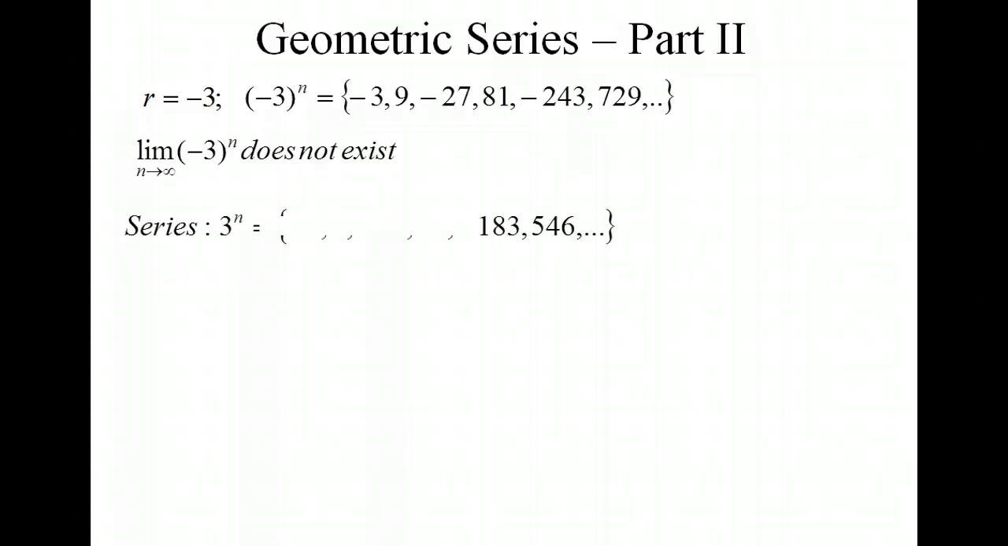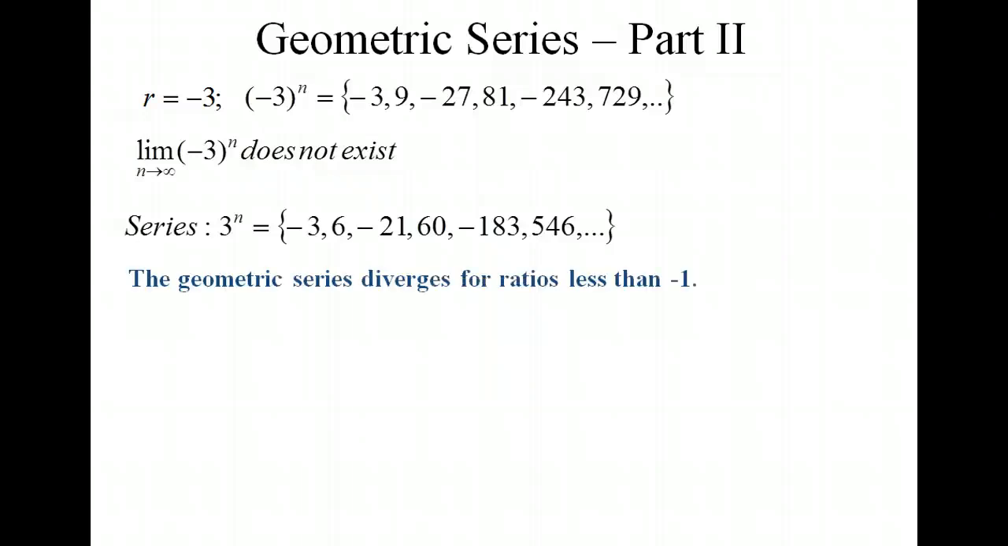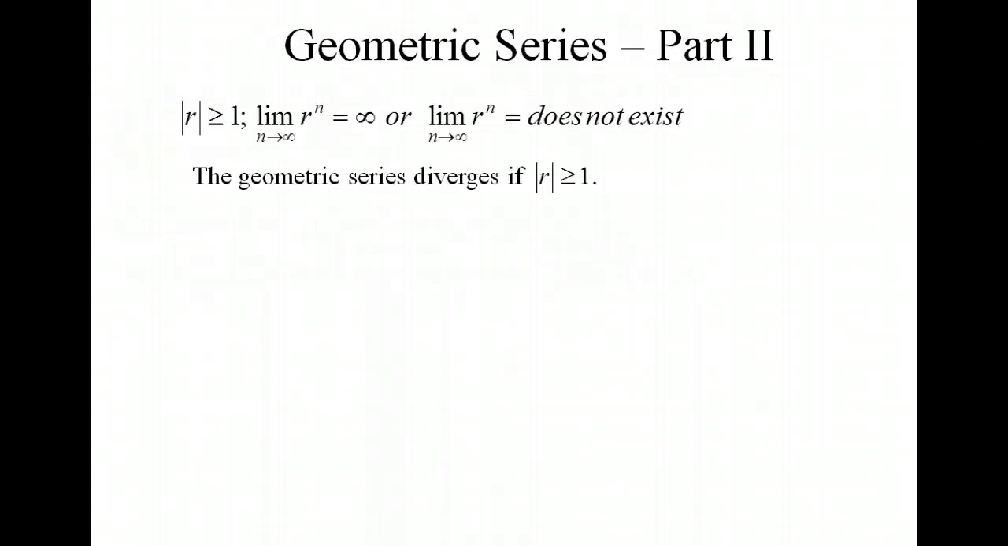Okay, so we haven't looked at any numbers below -1 yet, so let's try r equal to -3. -3 to the n gives us an alternating sequence. And if you look at the absolute value of these numbers, you can see that they're just getting greater and greater. Even if you looked at the evens and odds, the odd terms are heading toward -infinity while the even terms are heading to +infinity. So this limit does not exist. And if the limit does not exist, the series is not going to converge. It will diverge. And you can look at the numbers in the series and see that they are not approaching any specific number. So the limit of the series would not exist.